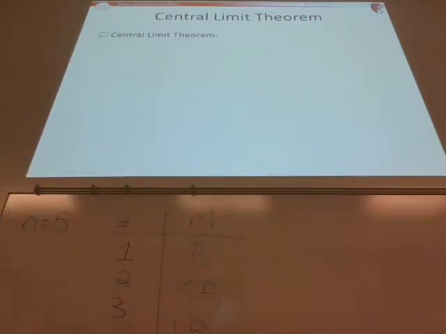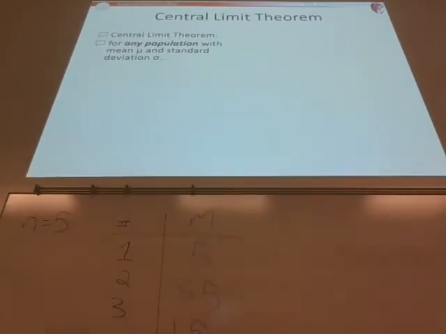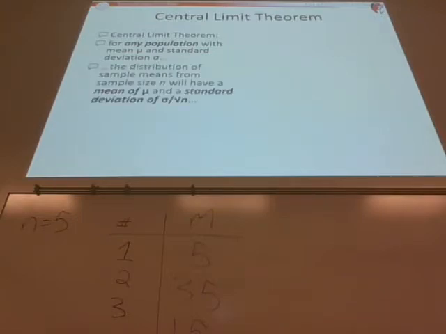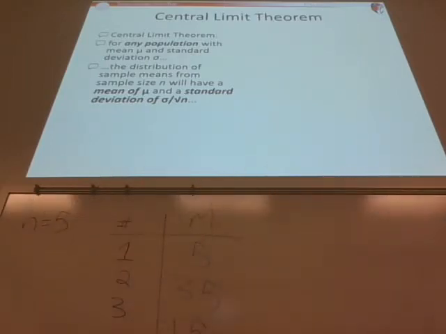But this is what it says. It says that for any population with a mean of mu and a standard deviation of sigma, the distribution of sample means, that new distribution that we were looking at, from a sample size of n, for a certain sample size, right? Sample size of 5, if you got 5, sample size of 20, if you have 20, whatever your sample size is, this distribution of sample means will have a mean that is equal to your population mean and a standard deviation that is related to your population standard deviation.